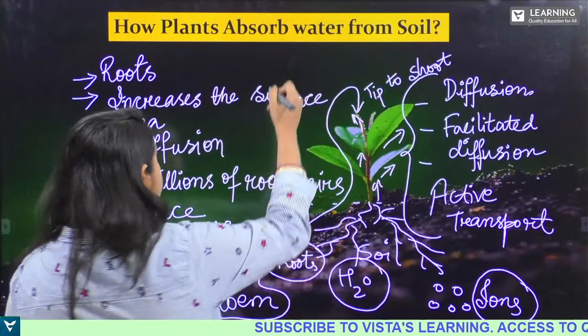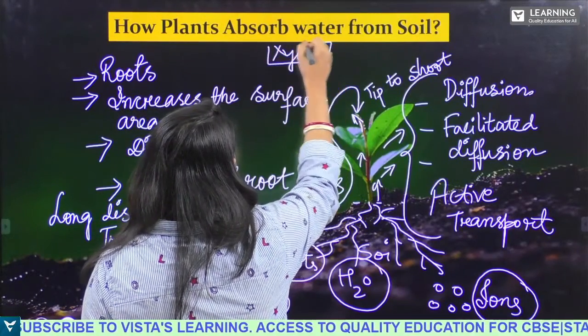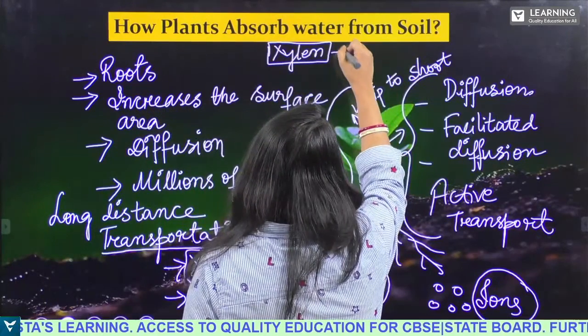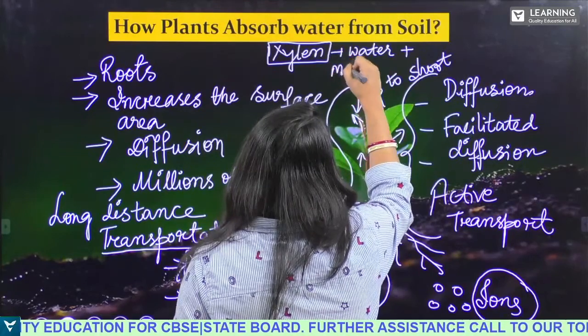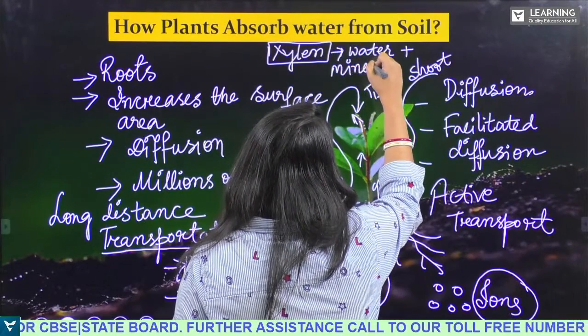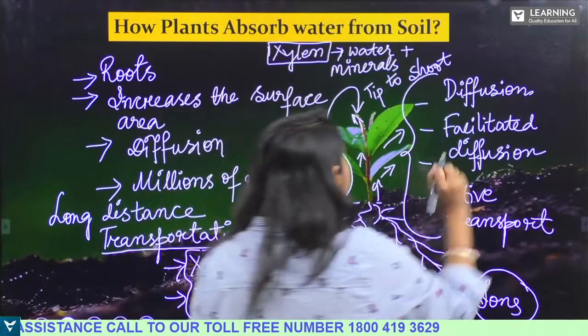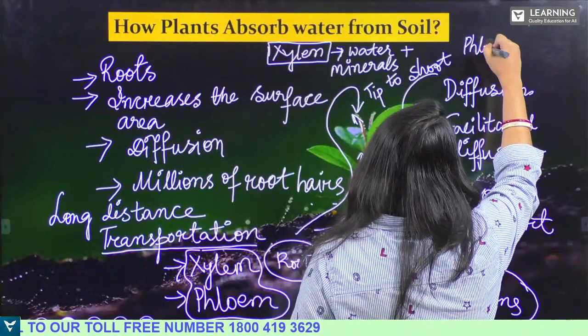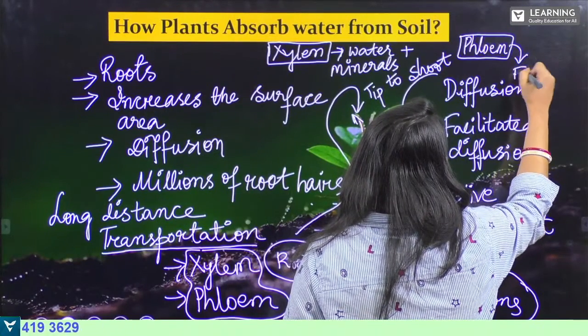Xylem is responsible for transportation of water and minerals. Okay, transportation of water plus minerals. And phloem, what is it responsible for? Phloem is responsible for transportation of food.